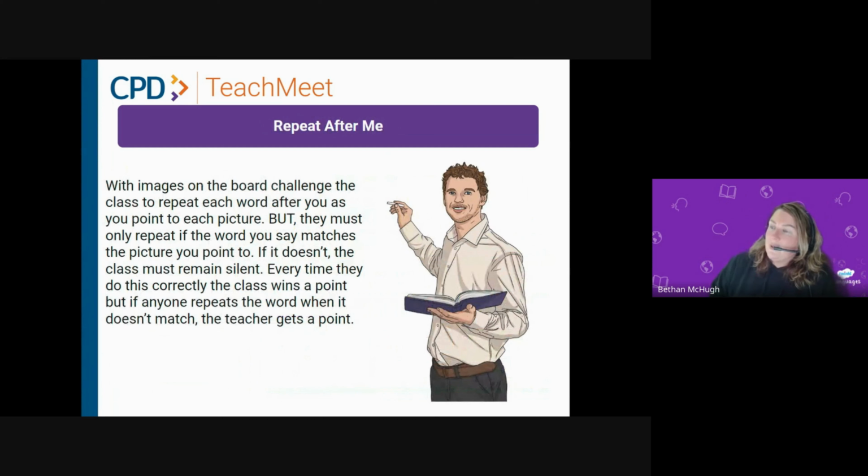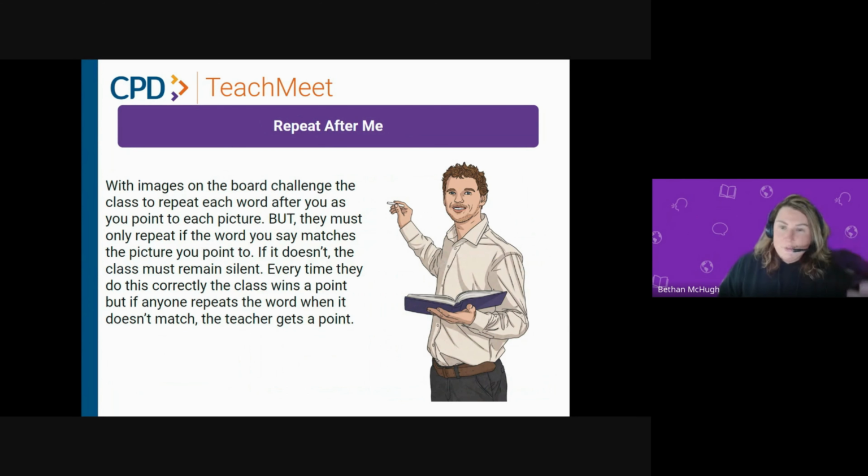Repeat after me. You can put pictures on the board if you're learning some new vocab. Challenge the class to repeat after you as you point to each picture, but they can only say the word if it matches the picture. This works as well with actions, like Simon says. If it doesn't match, they have to stay quiet.